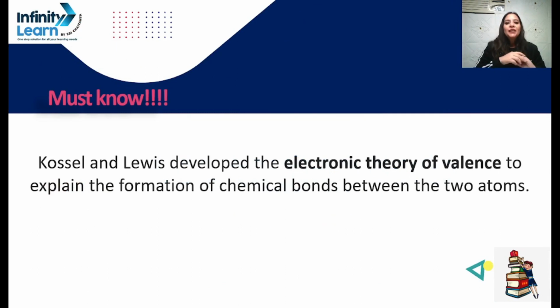Okay, so before starting, I would really like to share with you why Kossel and Lewis developed their theory. You should know about it, right? Kossel and Lewis developed this electronic theory of valency to explain the formation of chemical bonds between two atoms. You know that when atoms combine, they form a chemical bond. So they tried to explain the formation of the chemical bond.